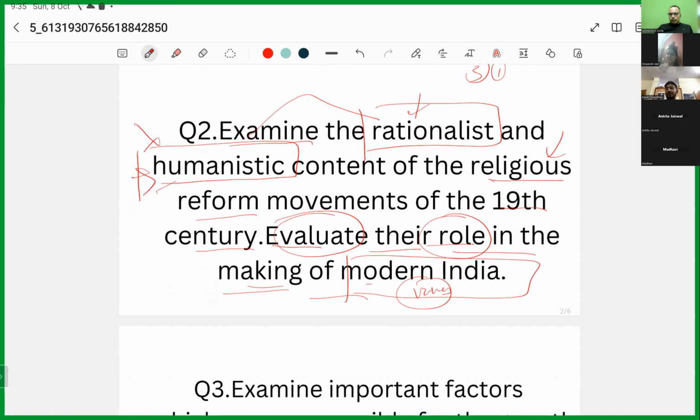Okay, more or less you got the question, how to structure. Evaluate the role means you have to take the values, and then you can go for education. Always remember the keywords and all that I talk about.